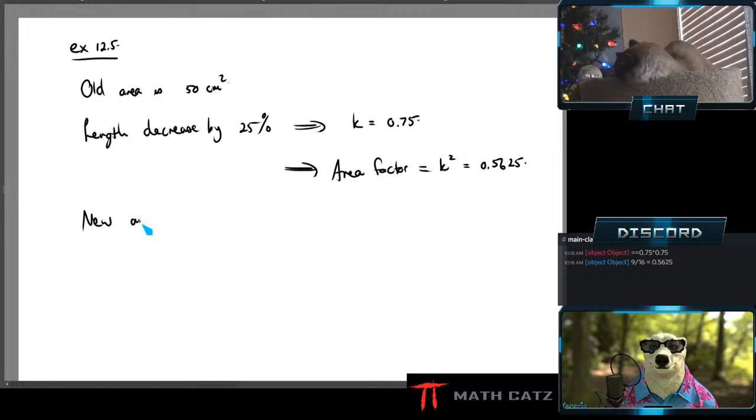So my new area is going to be the area factor times the old area. I'll just write it out in words. So it's going to be 0.5625 times 50 square centimeters. I'm not doing that in my head. Oopsie, that was not what I wanted to press. 0.5625 times 50.